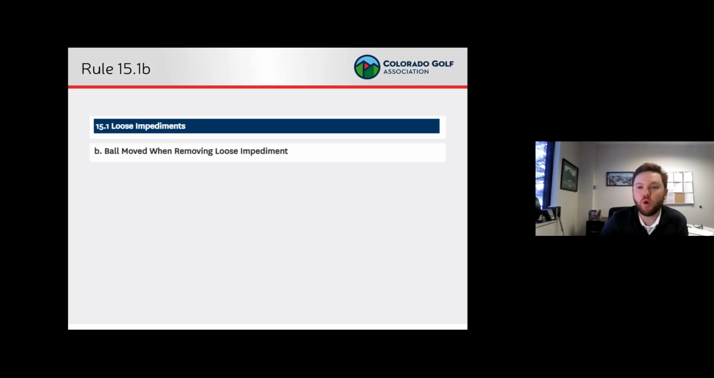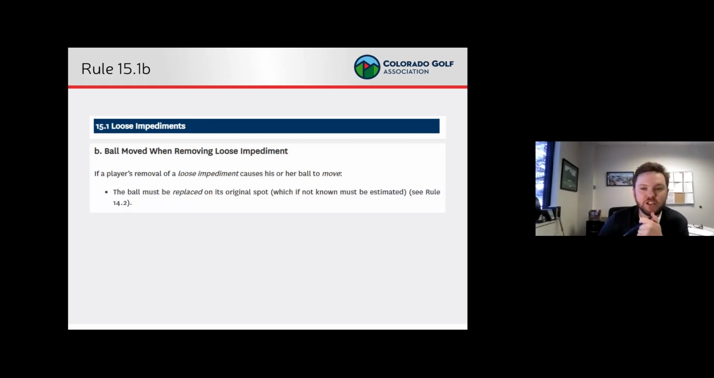So 15.1b, we're going to look at ball moved and removing a loose impediment. If a player's removal of a loose impediment causes his or her ball to move, the ball must be replaced on its original spot, which if not known must be estimated. Again, it's must, it's not may or should, it's must. So we're requiring here. And again, when you see that the ball must be replaced, it infers if you don't, and we'll see this at the end of the rule, then Rule 14.7, which we looked at last week, would apply, and you played from a wrong place because the rule says you must put it back. And if you don't, that's a wrong place. We don't get into that terribly much, but it's a good note there when it says the ball must be replaced.